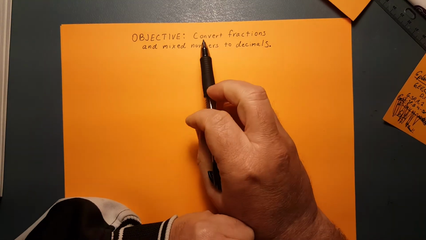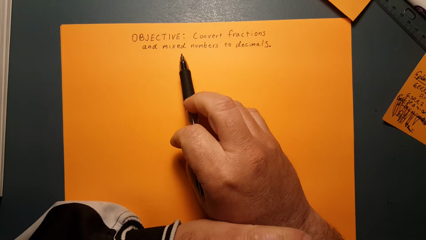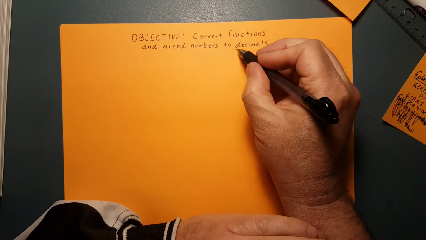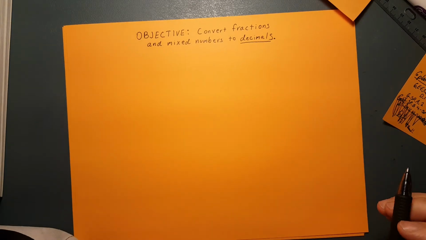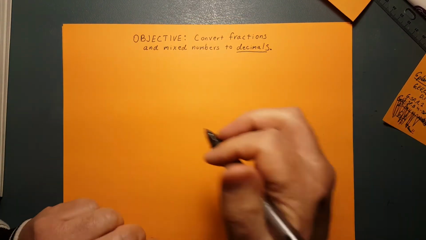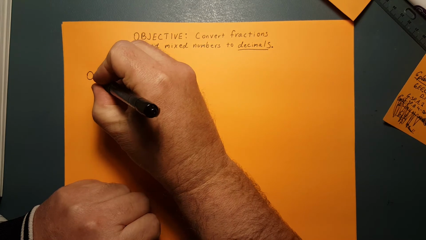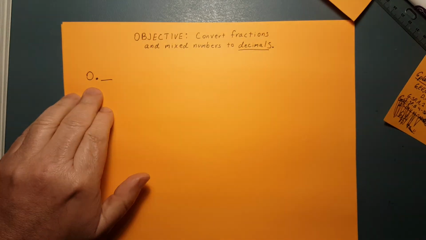Okay, so our objective for today is going to be to convert fractions and mixed numbers to decimals. So let's make sure we know a lot about decimals, okay? This is a review. Decimals. They're numbers that have something after the decimal point.